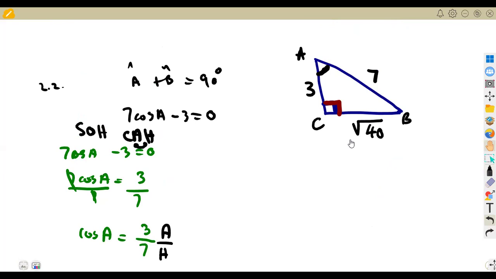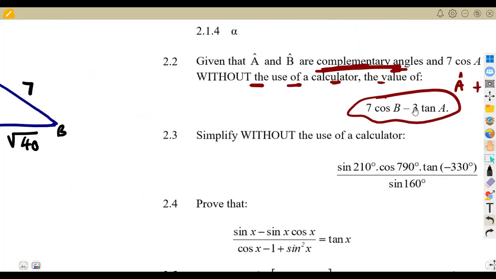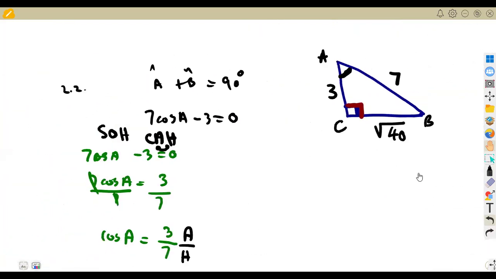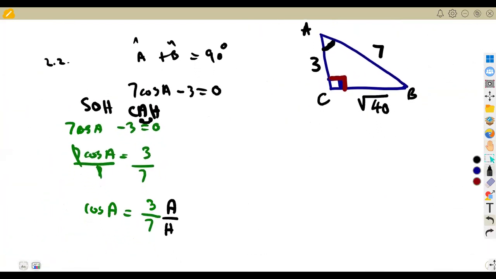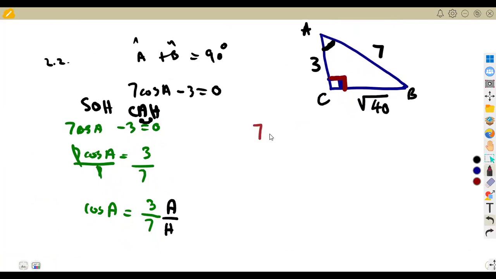After completing our triangle, that's where now we bring our question. What is the question? Because we now have a complete triangle. The question is we are supposed to find 7 cos B minus 3 tan A. All right, let us write it down. 7 cos B minus 3 tan A. So this is our question. We are supposed to calculate 7 cos of B minus 3 tan of A.